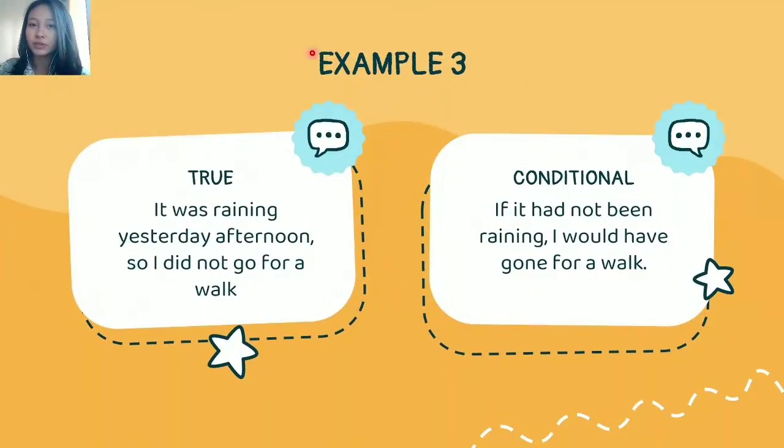So for example 3, the true sentence is, it was raining yesterday afternoon, so I did not go for a walk. For the conditional, it's, if it had not been raining, I would have gone for a walk. So it was raining yesterday afternoon, and the conditional sentence becomes, if it had not been raining.